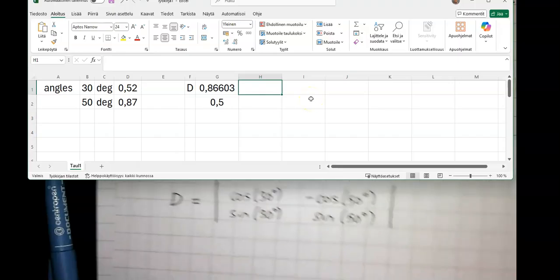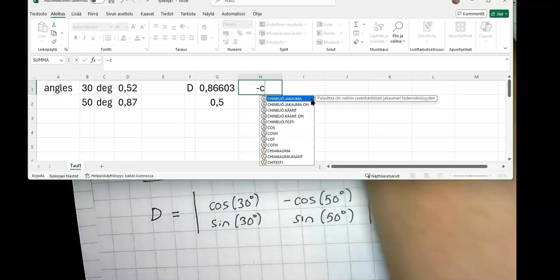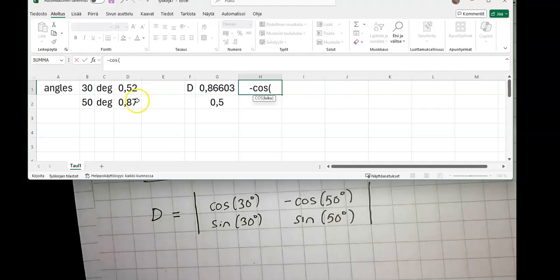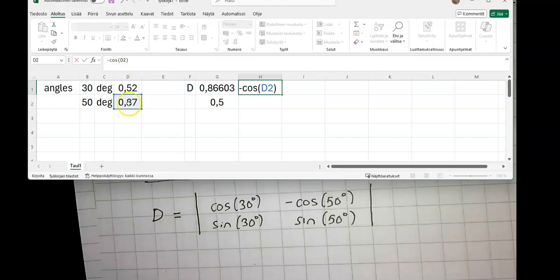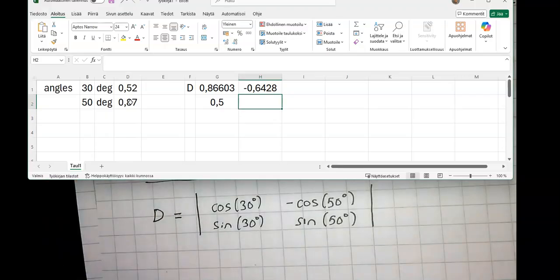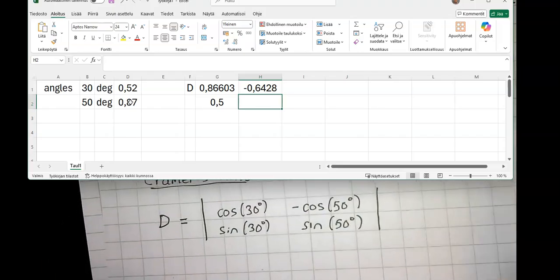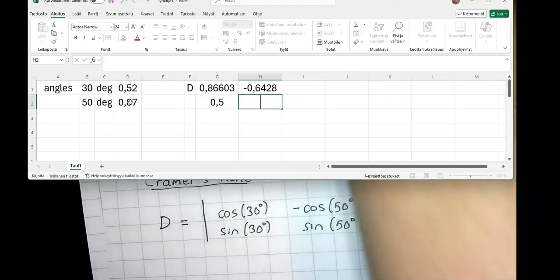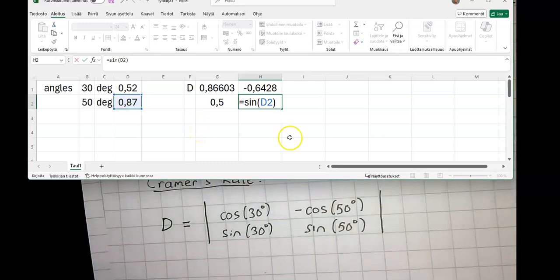And then we have this second column here, minus cosine 50. So I picked that 50 degree there. And then second row, sine 50, or sine of that 0.87 radians.